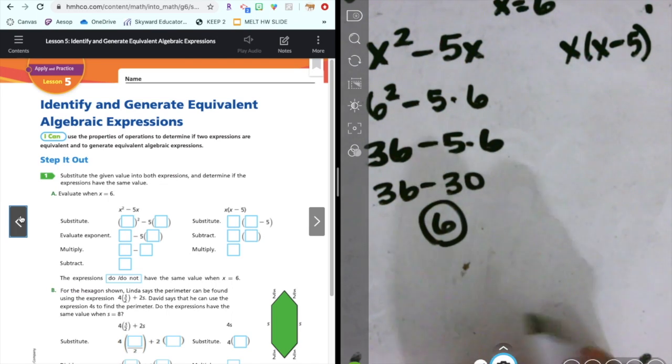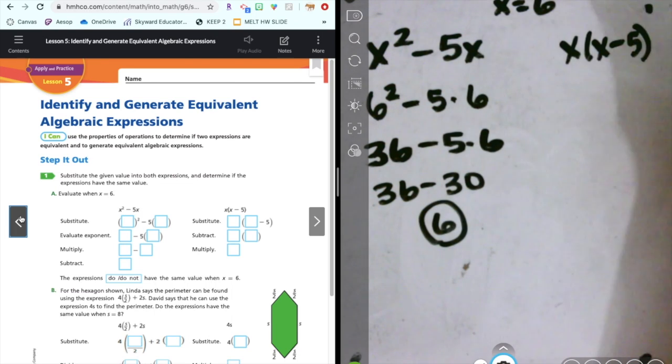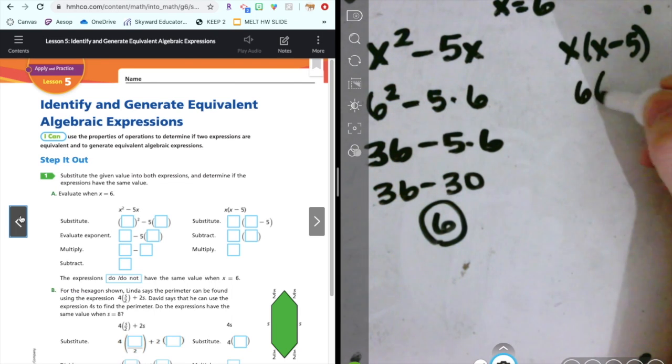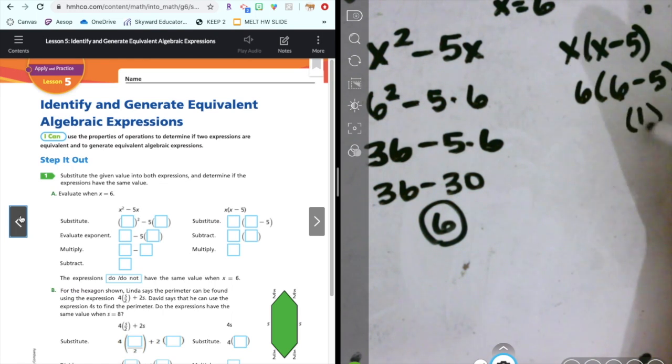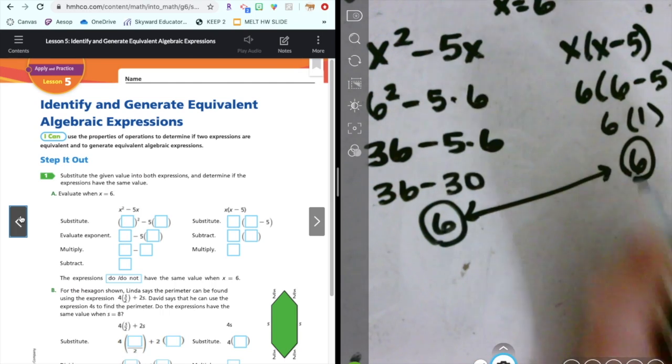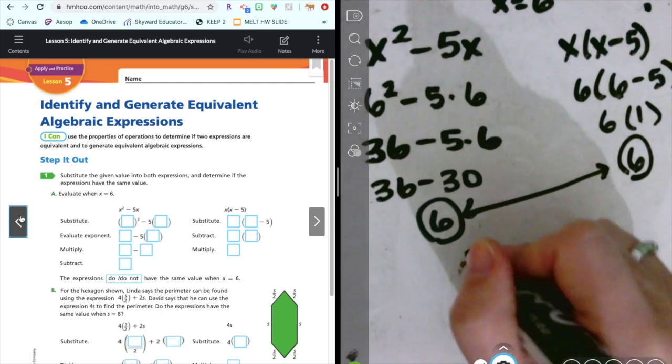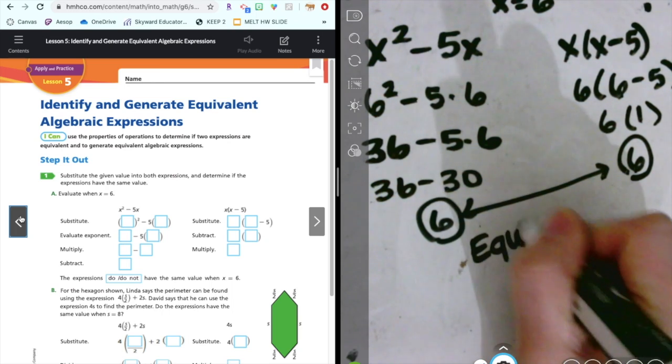Okay, that's what we did last week. I'm going to do it again over here and substitute. 6 times (6 minus 5). We do the parentheses first, that's 1. 6 times 1 is 6. Did we get the same answer? Yes, so that means they are equivalent.